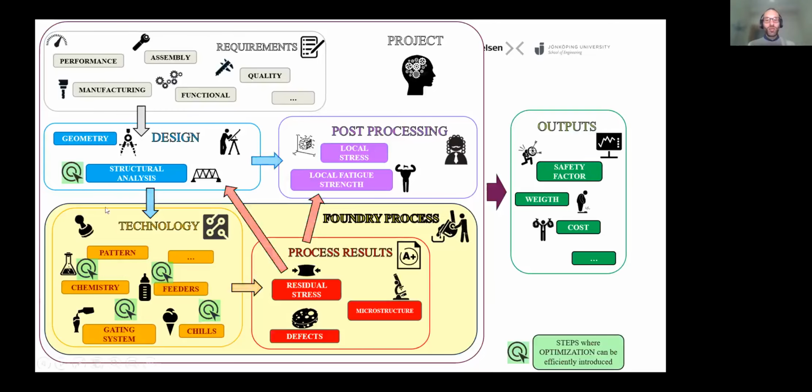And also all the data from design and foundry process can be put in a post-processing where the local stress is compared to the local strength, just to get the output of the safety factor, the weight, and the cost. So this is briefly an introduction of the project, more in detail of the project of a CAD component.